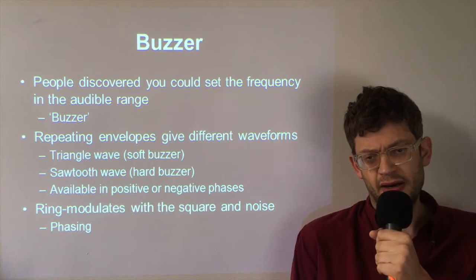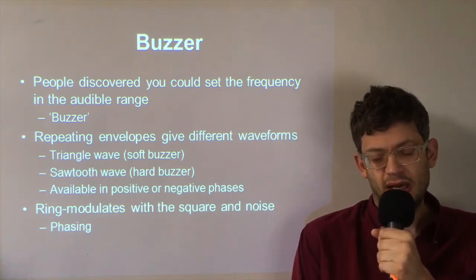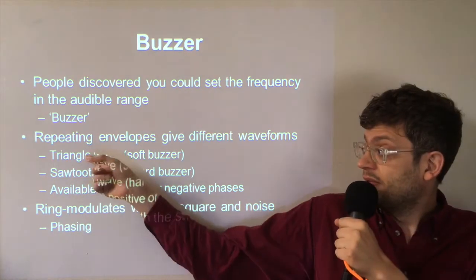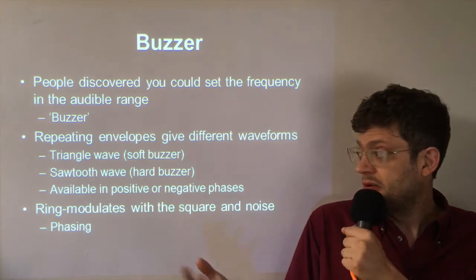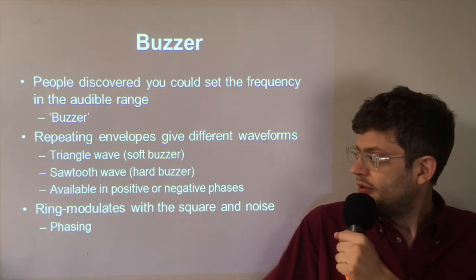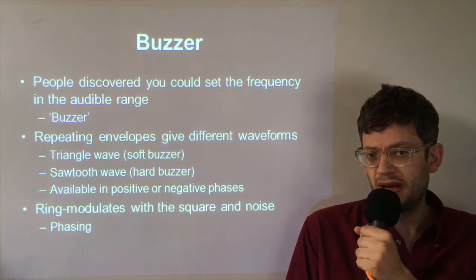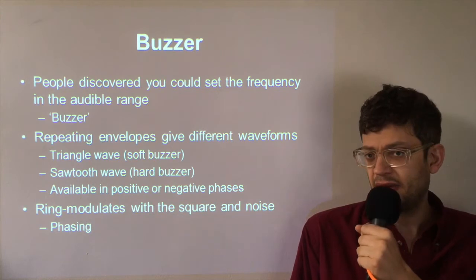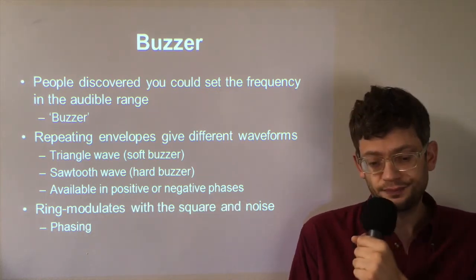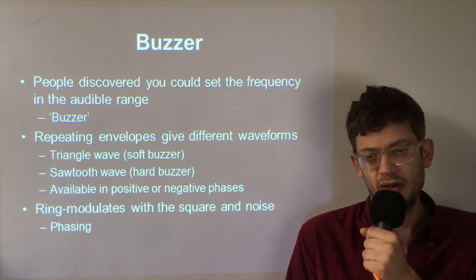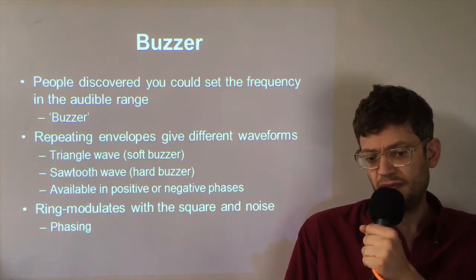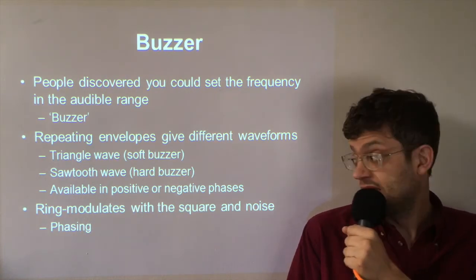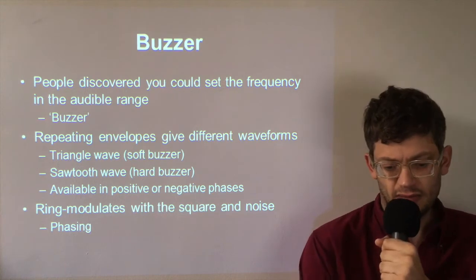Certain of these envelope shapes give a repeating waveform. One of them looks a bit like a triangle wave, and we call that the soft buzzer. One of them looks like a sawtooth wave, and we call that the hard buzzer. These are both available in positive or negative phases. It's also possible to do ring modulation of the buzzer with the square wave and also with the noise. It gives a kind of phasing effect, which I'll show you in a minute.